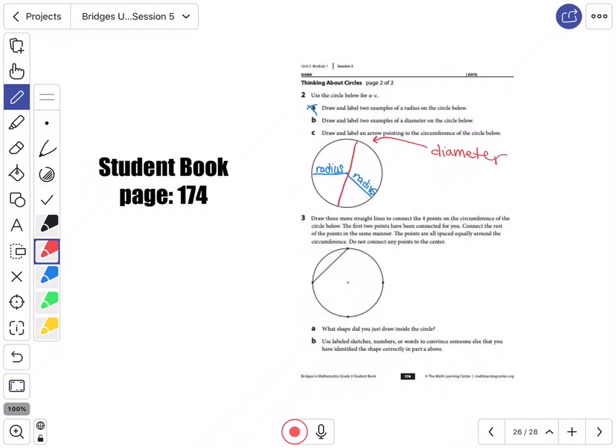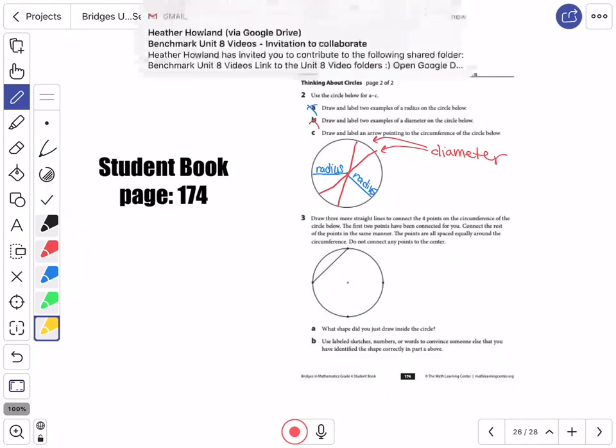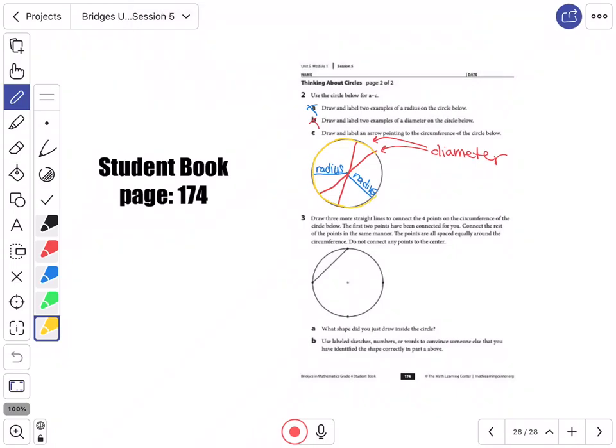I'm going to switch colors here. Draw and label 2 examples of diameter on the circle below. All right, here we go. Diameter, there's one example of diameter. And there's another example of diameter. As long as it goes all the way across, it's straight. I know mine is not perfectly straight. I apologize.